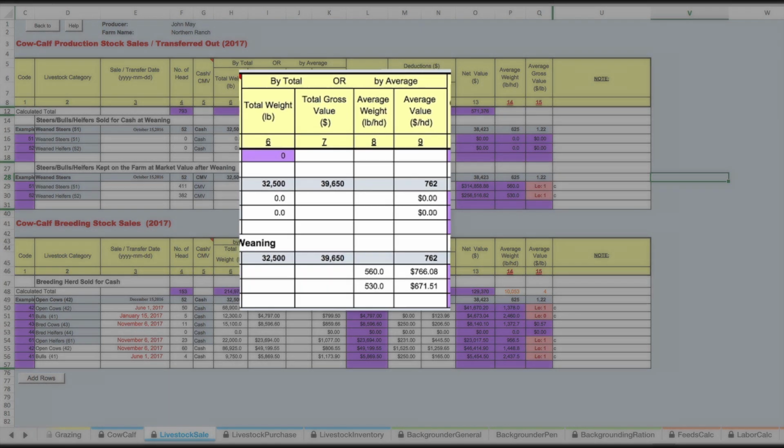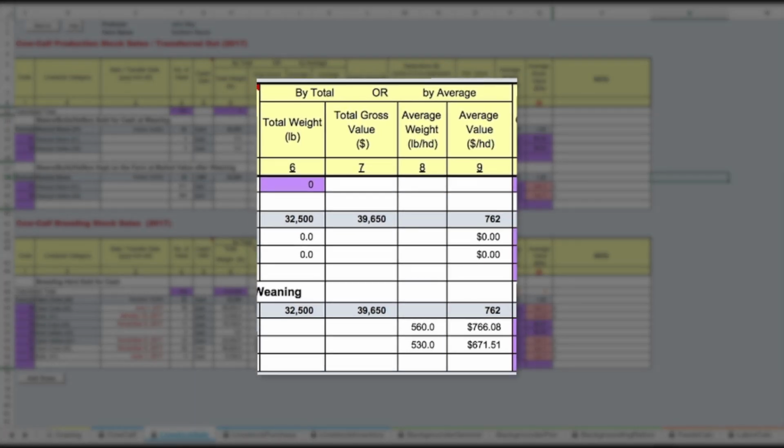Specify the total average pay weight of the cattle and total or average gross value of cattle. For example, at least one of the following combinations must be provided: total weight and total gross value, average weight and average gross value, total pay weight and average gross value, or total gross value and average weight.